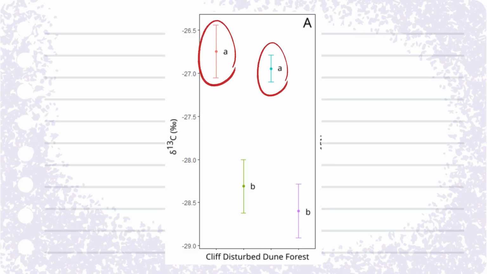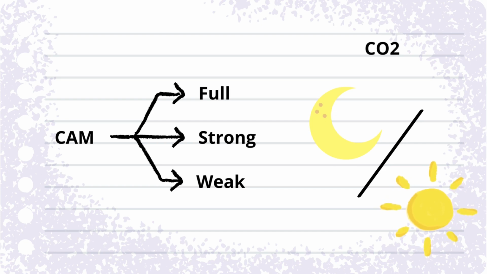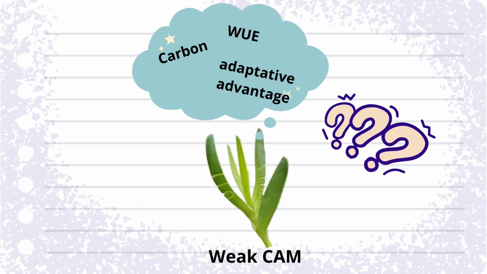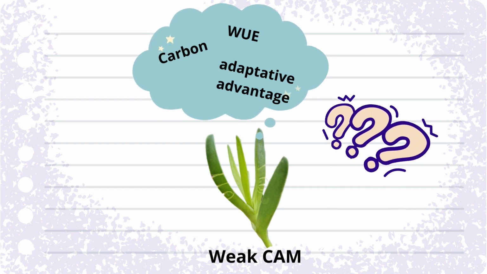In our experiments, significant differences in carbon isotope composition between habitats show a weak CAM metabolism in plants growing on cliffs and dunes. The distinction between facultative and obligate CAM is independent of the distinction between full, strong, and weak CAM. All three refer to the rate of nocturnal CO2 assimilation and their relative contribution to overall assimilation, compared to the contribution of diurnal CO2 fixation. It is unclear whether this contributes to carbon gain or enhances water use efficiency, and the adaptive advantage of weak CAM plants is not well understood.